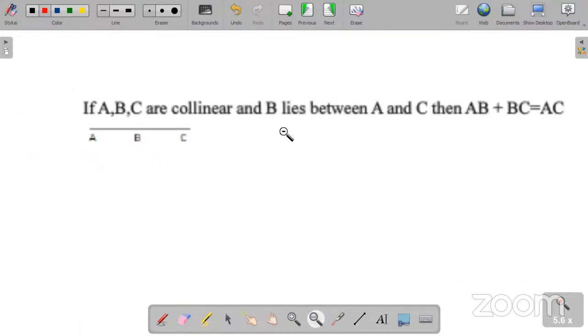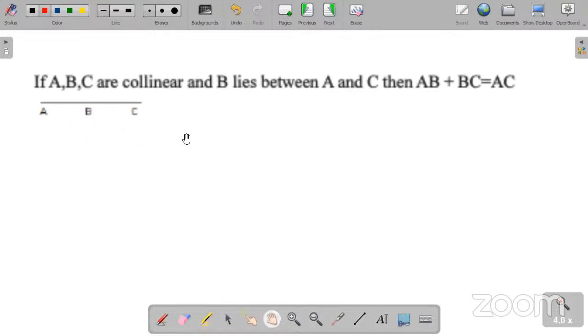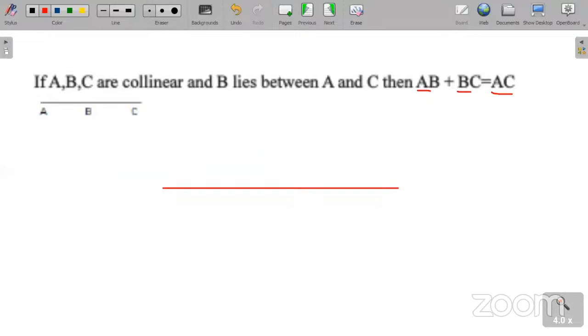See, my dear students, if A, B, C are collinear and B lies between A and C, then AB plus BC is equal to AC. It's the line segment, or line, you can say that. It's a line. Now A, B, C are collinear. B lies between A and C.